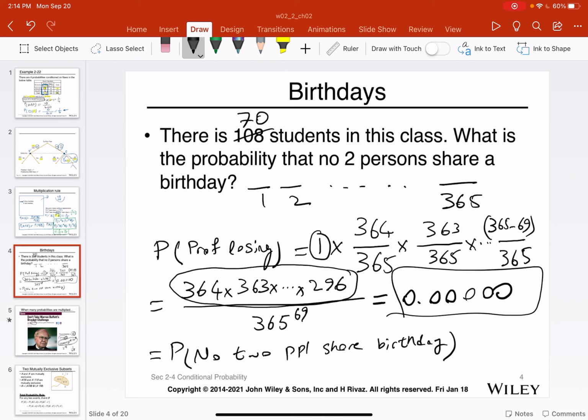But as we have calculated, we are removing one day, right? We're calculating 364 over 365. So that means there are two different birthdays, not the same, right? Yeah, so the probability of all different birthdays is almost zero.